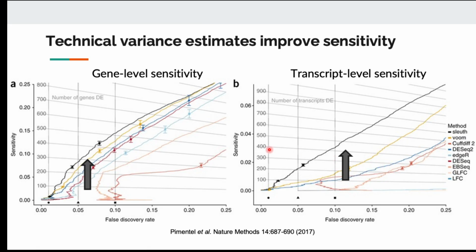But if your goal is to study the gene level, you don't lose much whether you use the new software, sleuth, or you use the seq tool. But if your analysis will be at the transcript level, at the isoform level, at least from this result, it suggests that you should try at least the new tools.